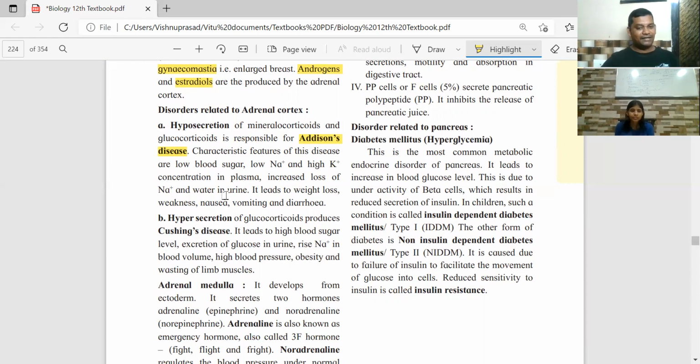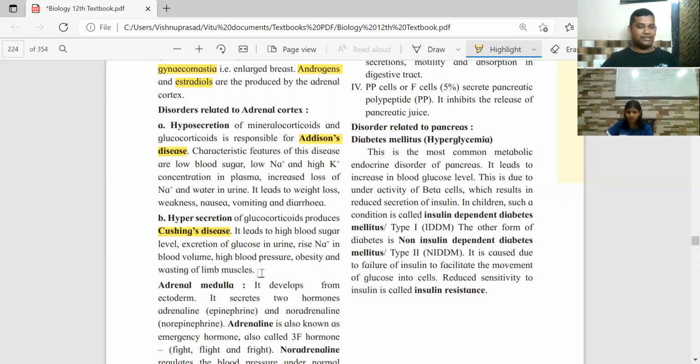Similarly, if there is a hypersecretion of glucocorticoids, it is called Cushing's disease. Hyposecretion gives Addison's, hypersecretion gives Cushing's disease. High blood sugar level, glucose excretion in the urine, rise of sodium ion, high blood pressure, obesity, wasting of the limb muscles. Wasting means muscles become very weak and cannot be used. The muscles lose their power.